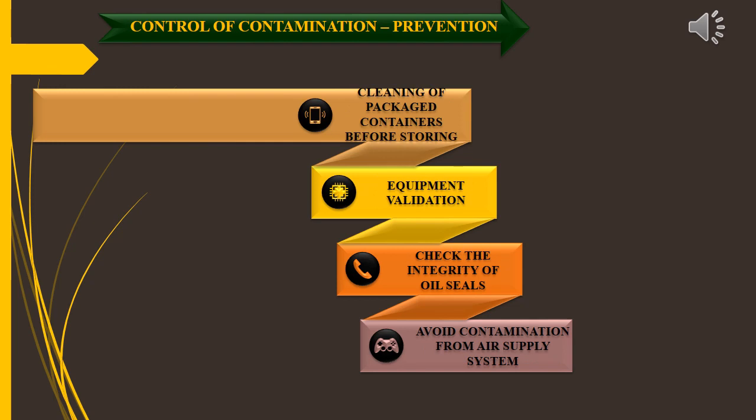Next, cleaning of packaged containers before storing them. Then equipment validation to ensure cleanliness. Then check the integrity of oil seals. Avoid contamination from the air supply system.